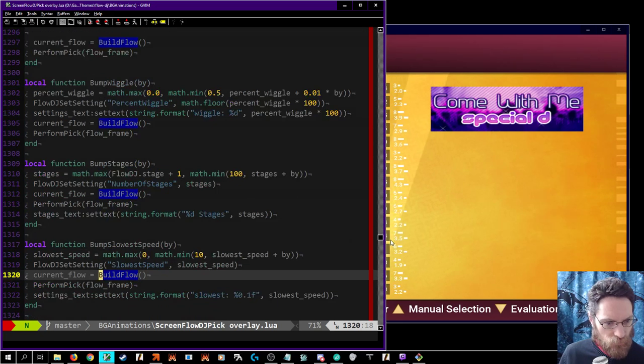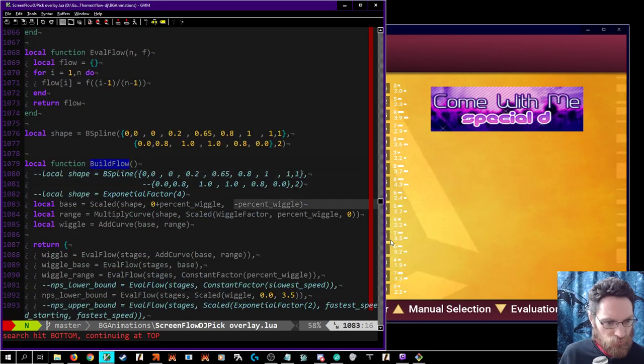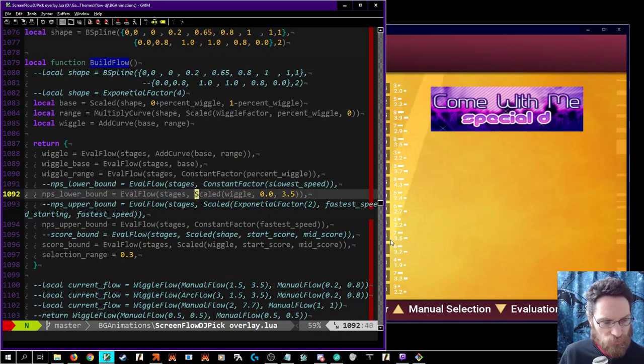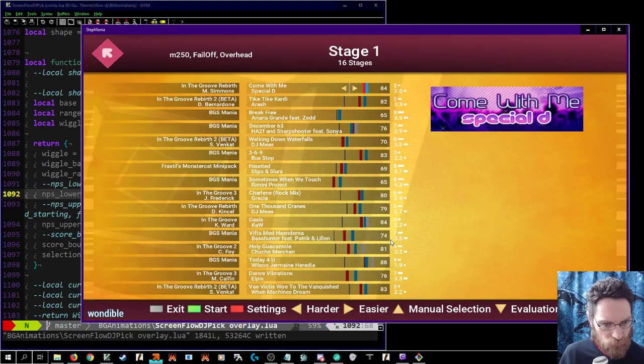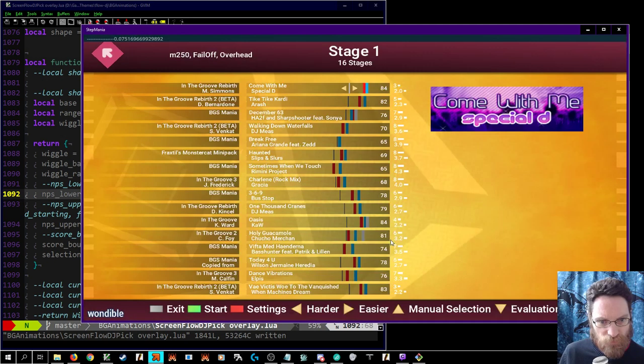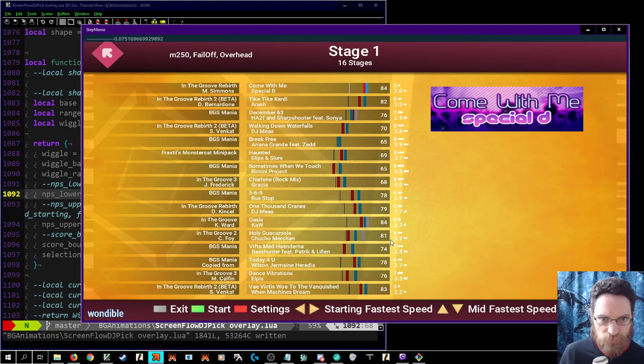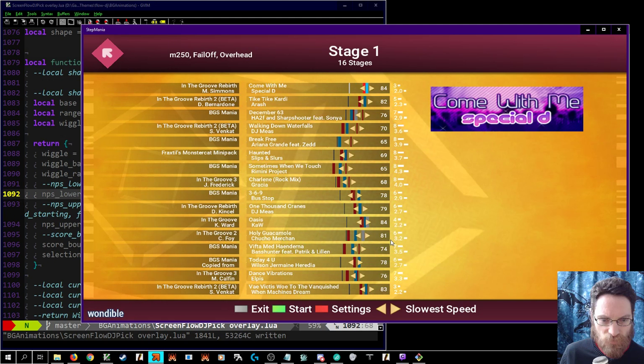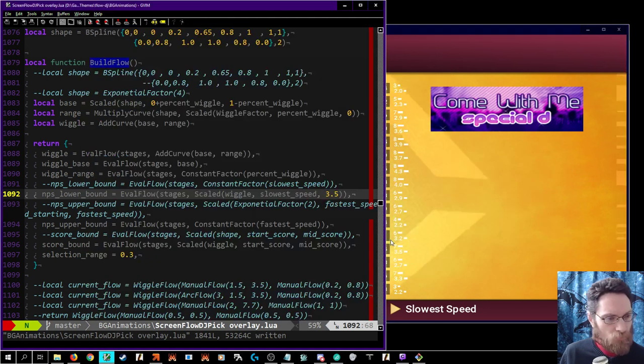So probably... This is still reasonable. We need a fastest speed, which we don't have a good way to set right now. Feels somewhat narrow. All right, so we're experimenting with that.